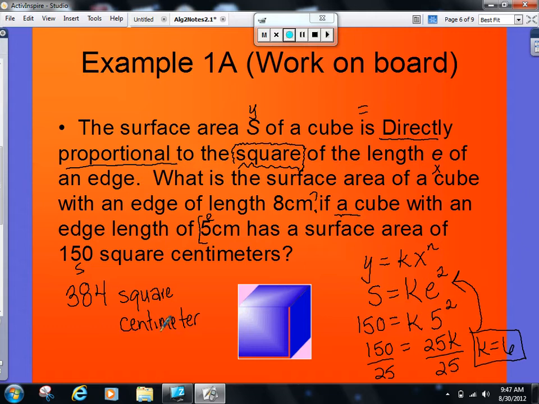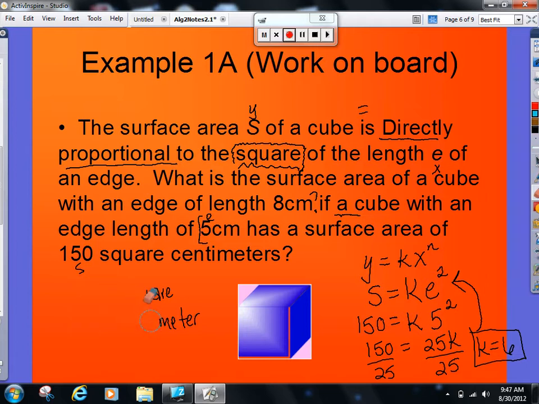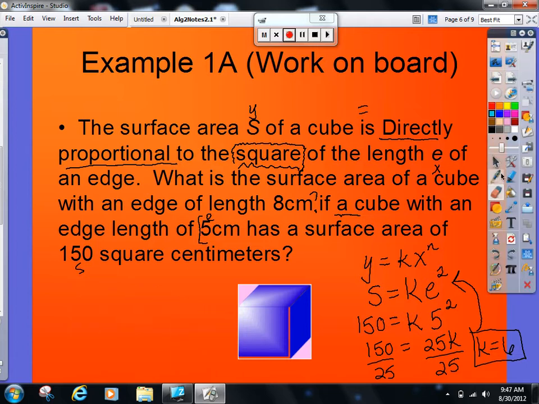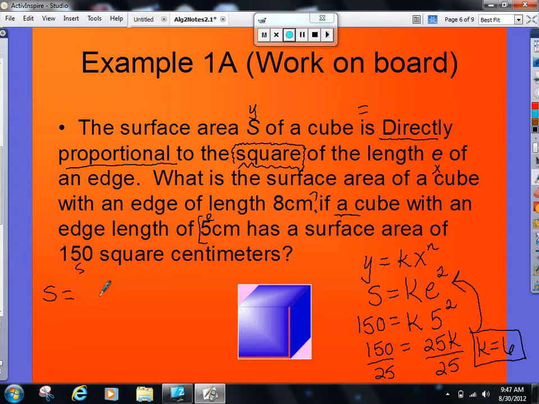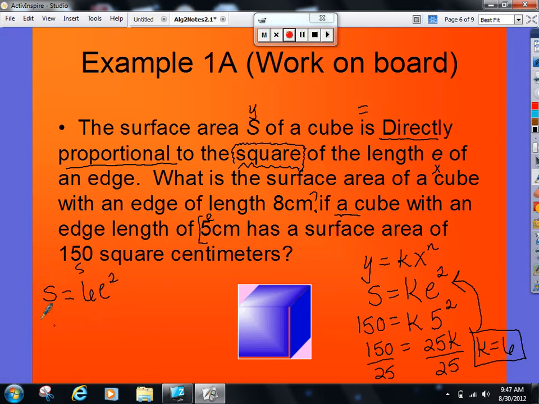Okay, so I'm going to actually do this over here now. The bad thing about these flip charts is I never quite have enough room to do my work. Okay. So I'm going to plug this back into this equation. So now my new equation is 6E squared. This is the relationship that this cube has. So now I can answer any question I want.